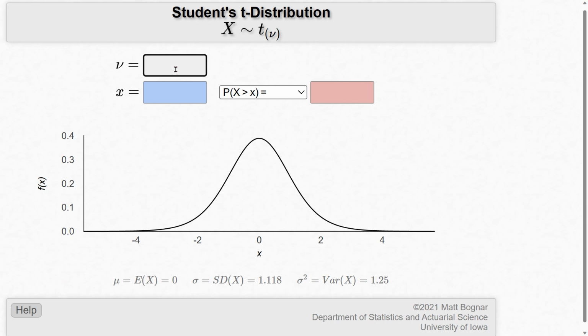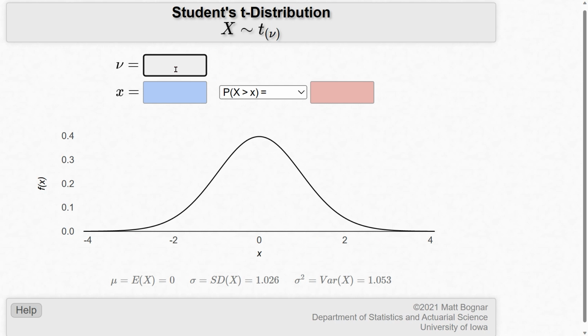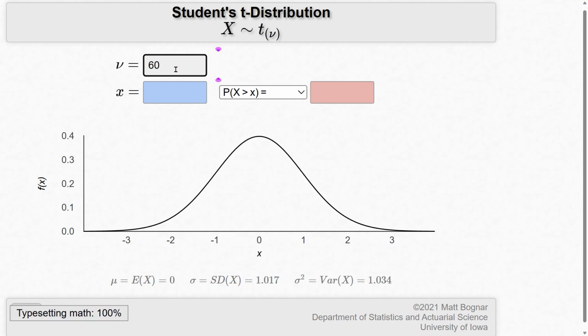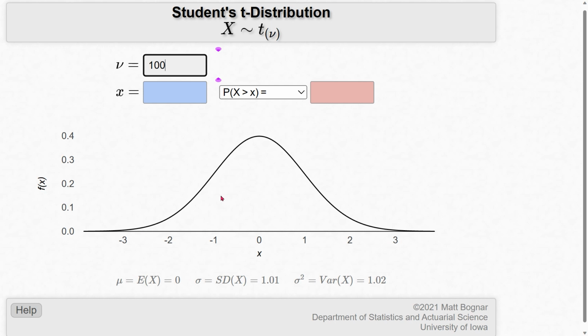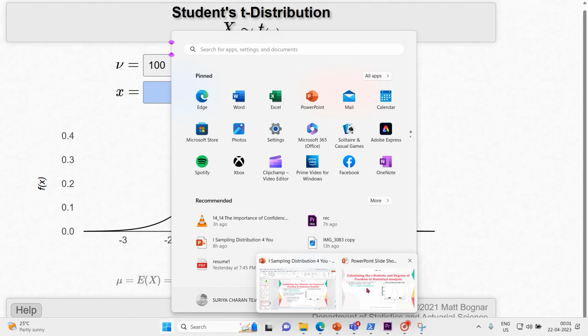I'm increasing the sample size, of course, the df, but df is sample size minus 1. Better, much better. Okay, so that's what degrees of freedom is for us.